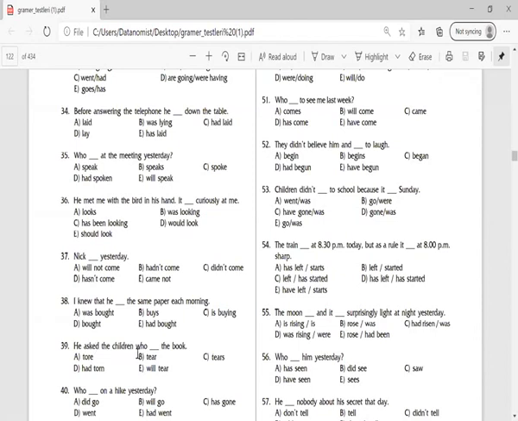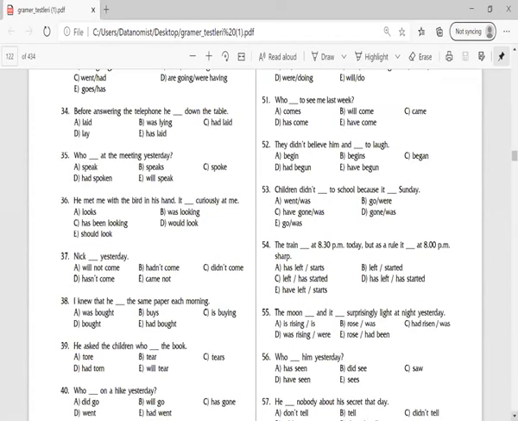He asked the children who dashed the book. Okay, now see here, he asked something which happened before asked. Asked before that action. So had gone. Okay. Who dashed on a hike yesterday? One action. Question is about one action. So who went on a hike yesterday?